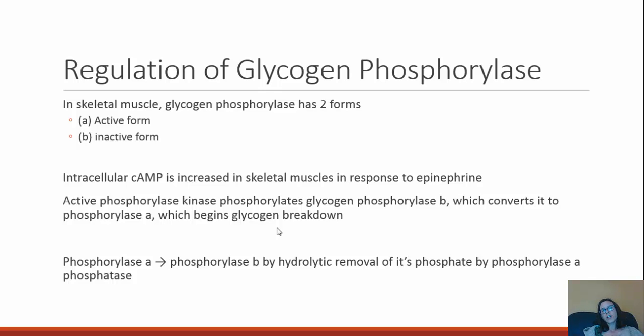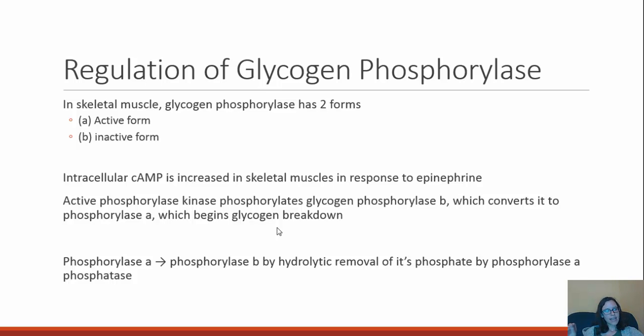Intracellular cAMP is increased in skeletal muscles in response to epinephrine. So epinephrine is the first messenger. It activates cAMP, which is the second messenger, which activates phosphorylase kinase. Phosphorylase kinase phosphorylates glycogen phosphorylase B to convert it to phosphorylase A, which begins glycogen breakdown.